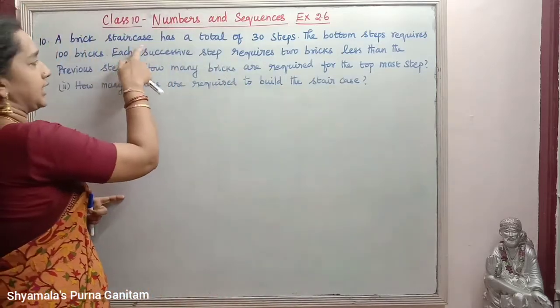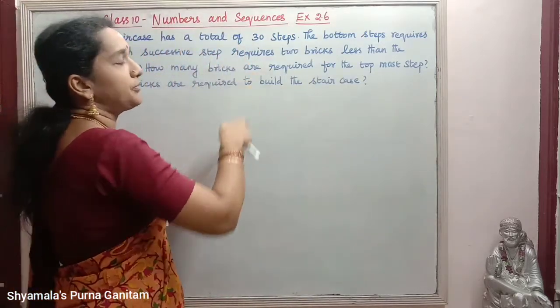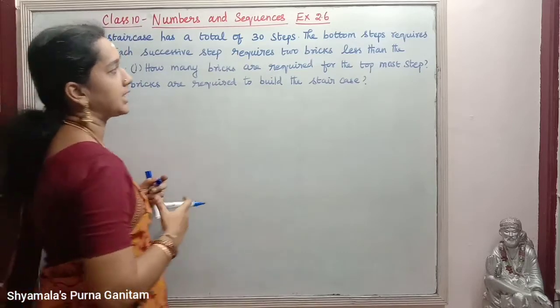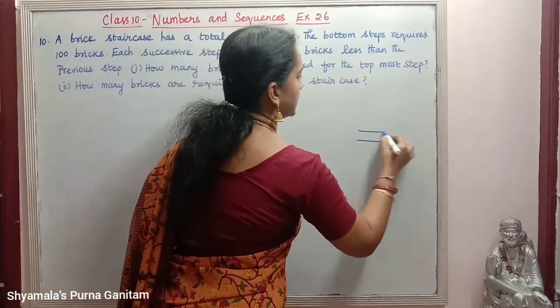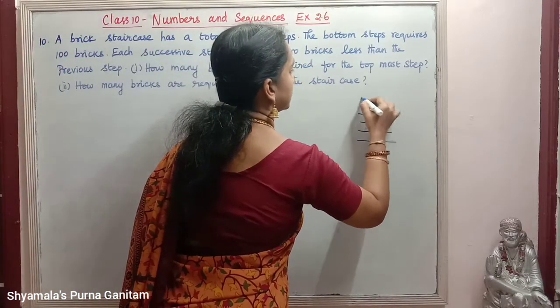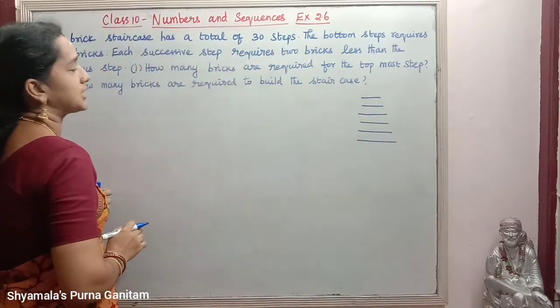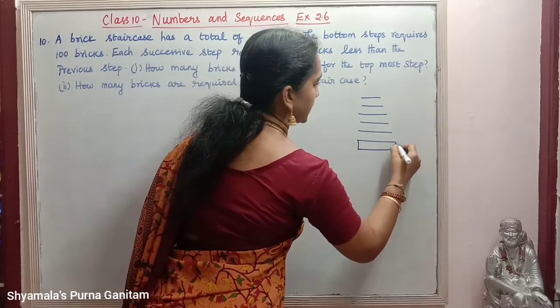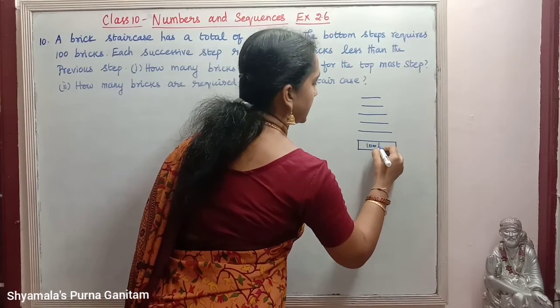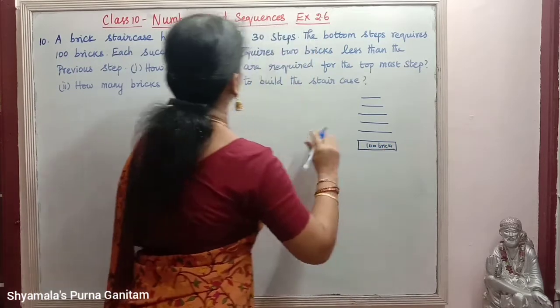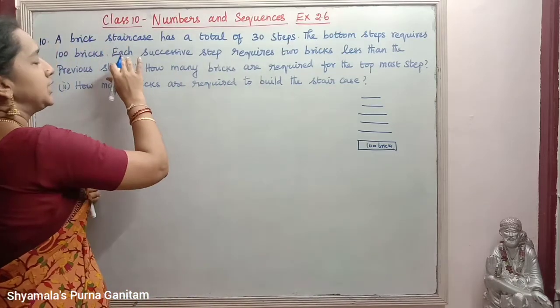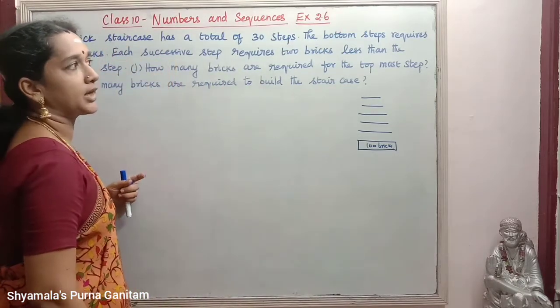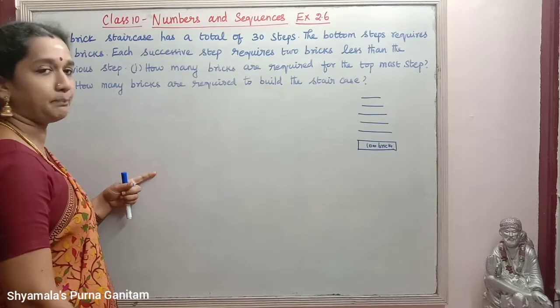A brick staircase has a total of 30 steps. So a staircase is there, and total 30 steps are there. The bottom step requires 100 bricks to build that step. Each successive step requires 2 bricks less than the previous step.